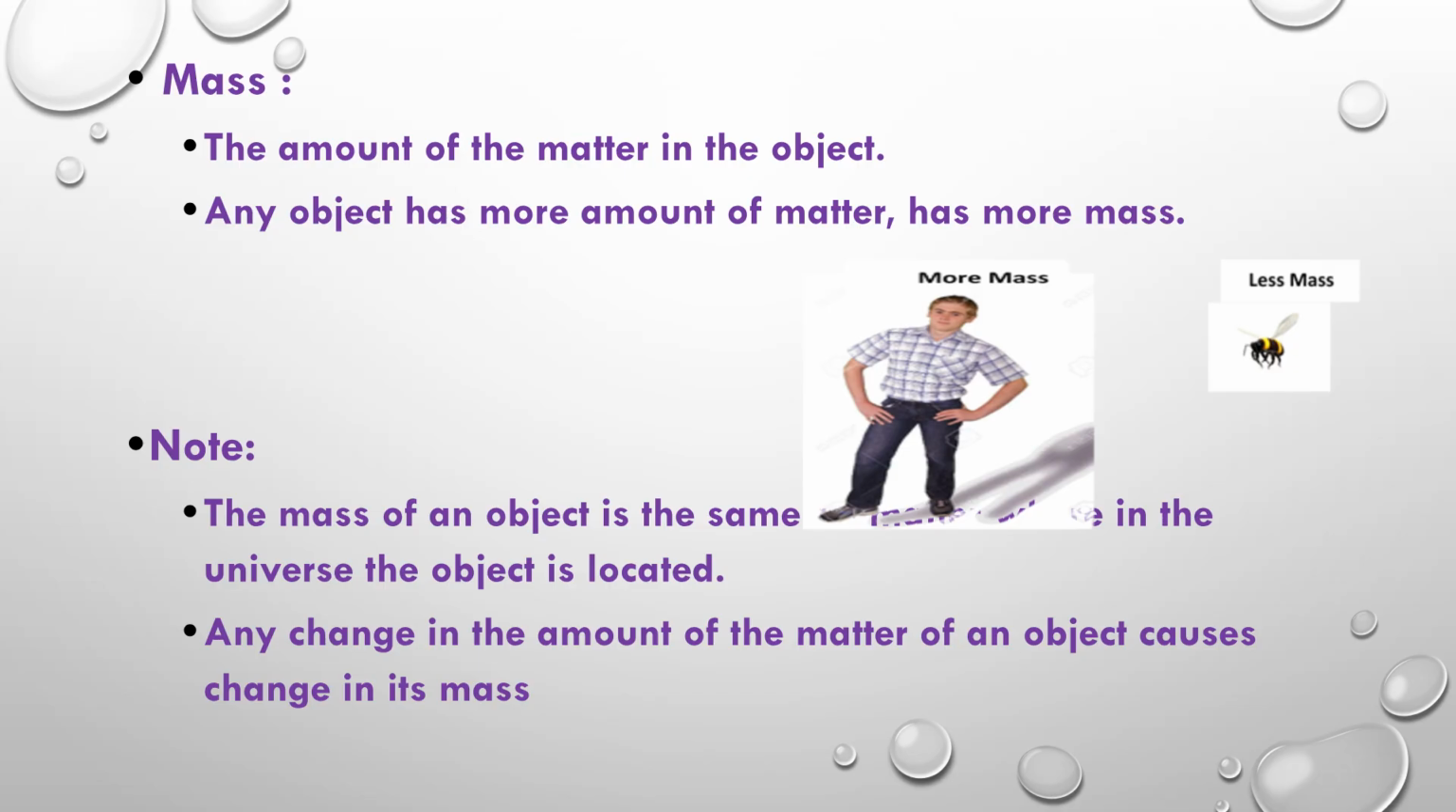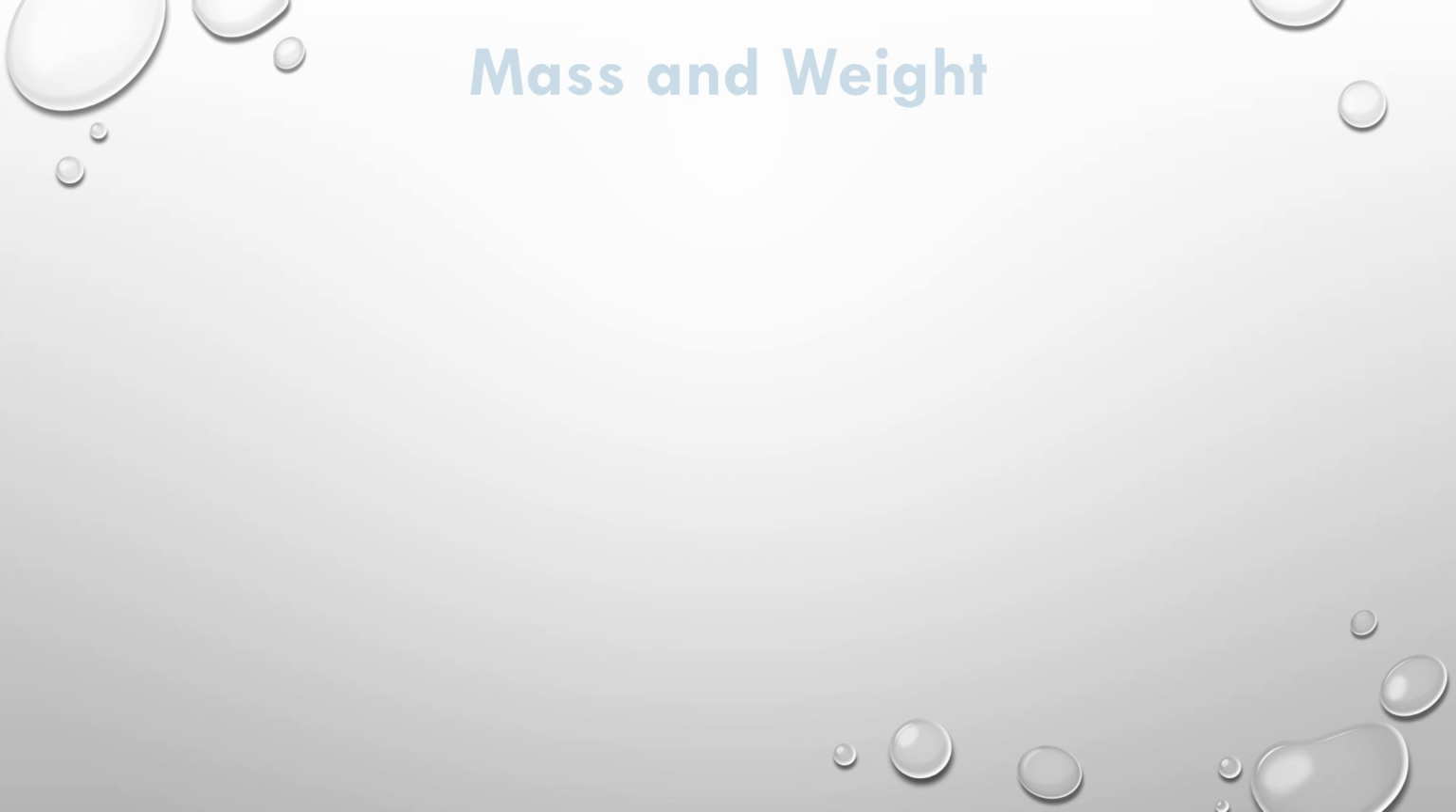More matter means more mass. An object's mass remains constant regardless of its location in the universe, and any change in the amount of matter alters its mass. Mass is the amount of matter, constant anywhere, and measured in kilograms, grams, or milligrams using a balance.